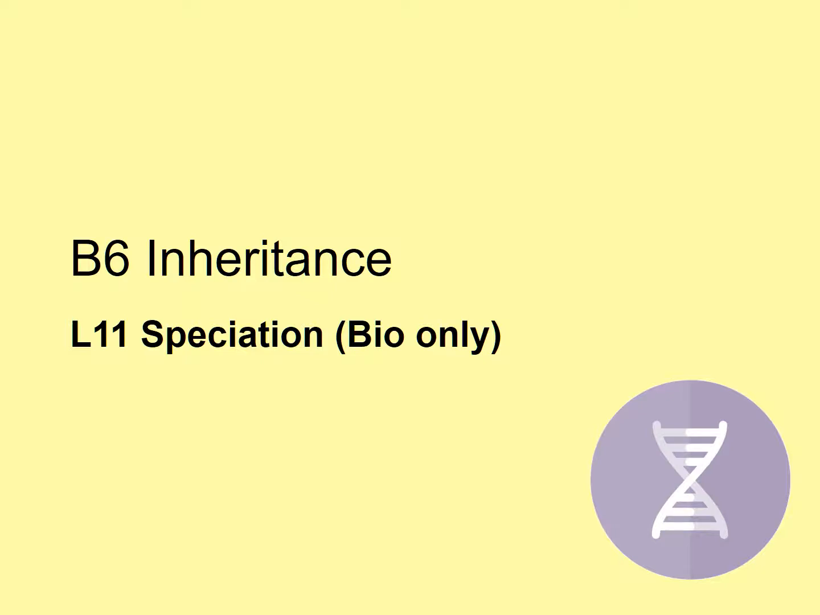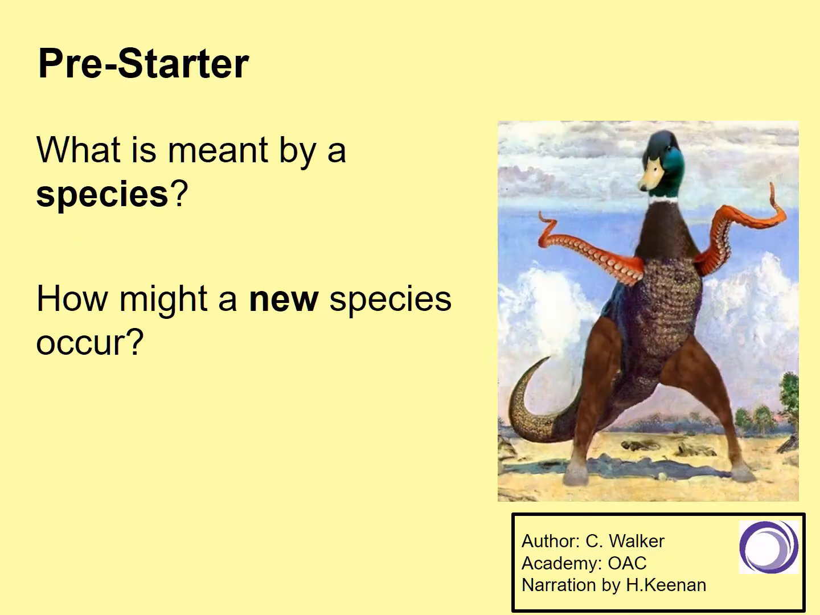Hello, this is lesson 11, Speciation, from the B6 inheritance topic, and it's for our biology triple students only. So if you're doing combined, you can move straight on to lesson 12. My name's Mrs. Keenan, and I'm a director for Outward Grange Academies Trust.